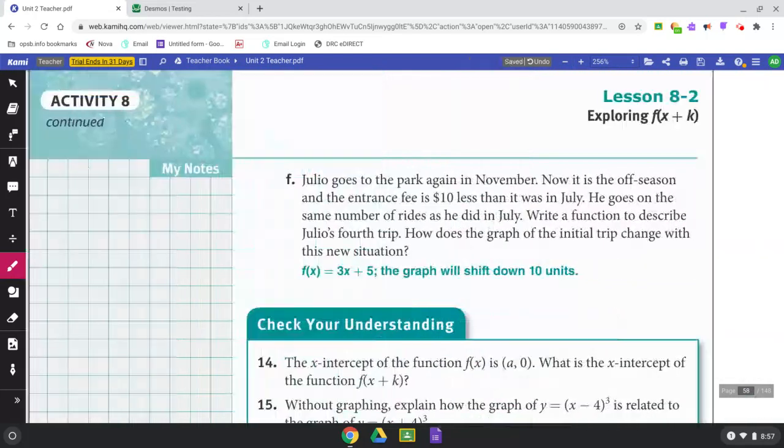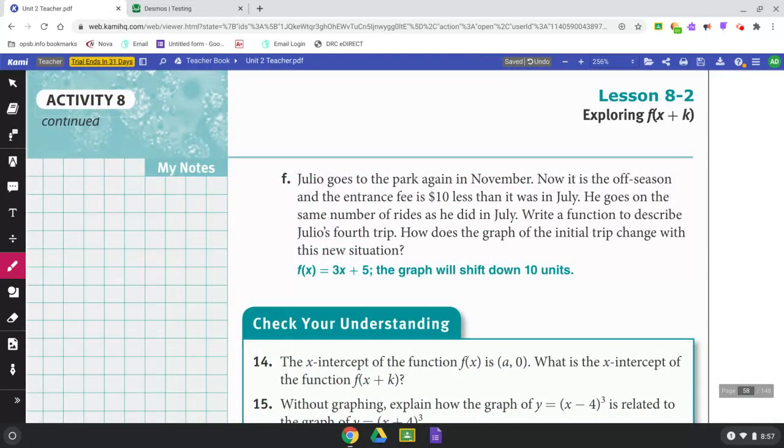Julio goes to the park again in November. Now it is the off season and the entrance fee is $10 less than it was in July. He goes on the same number of rides as he did in July. Write a function to describe Julio's fourth trip. Well, our 3X is going to remain the same because our rides are still $3. He rode the same number of rides, so 3X does not change.